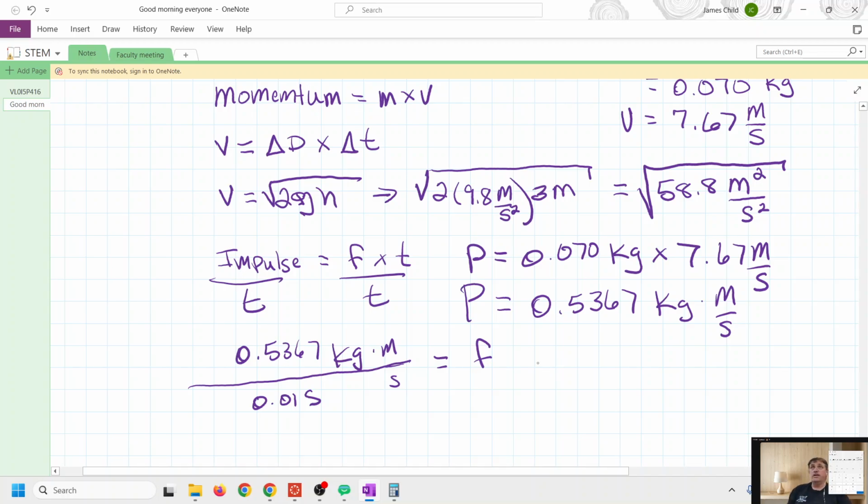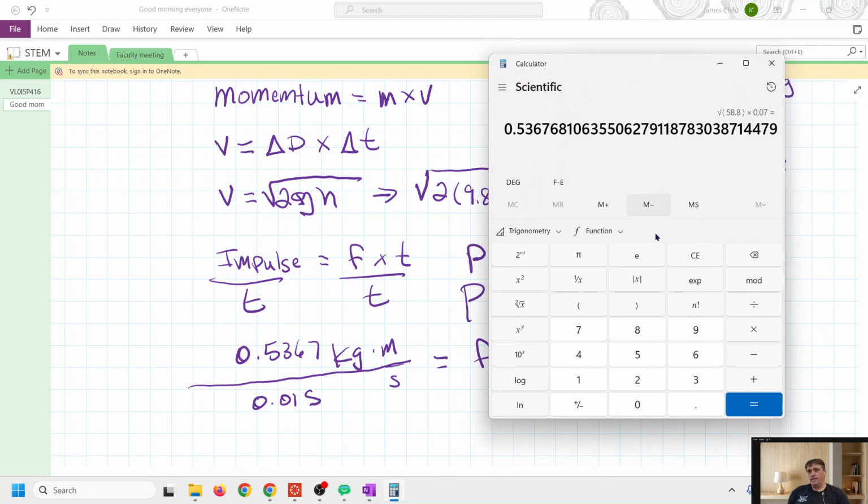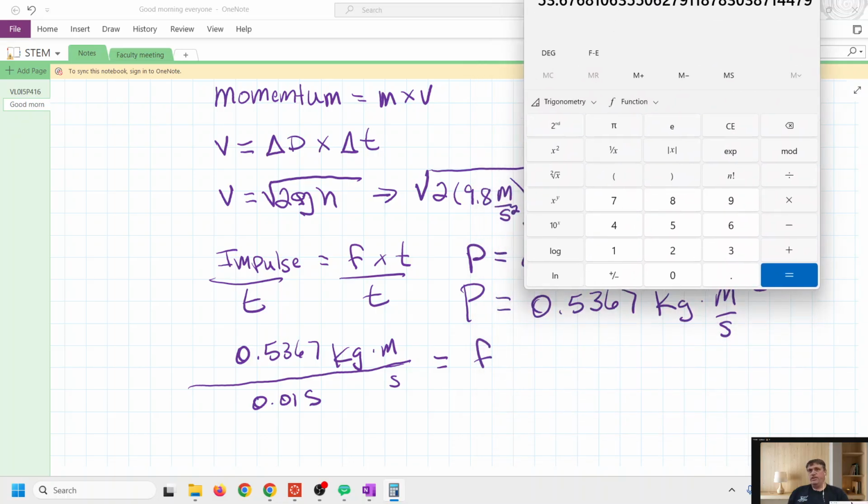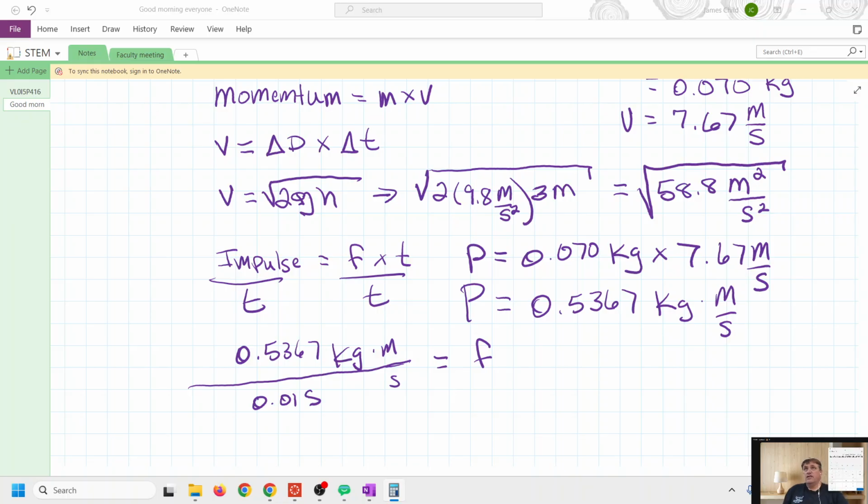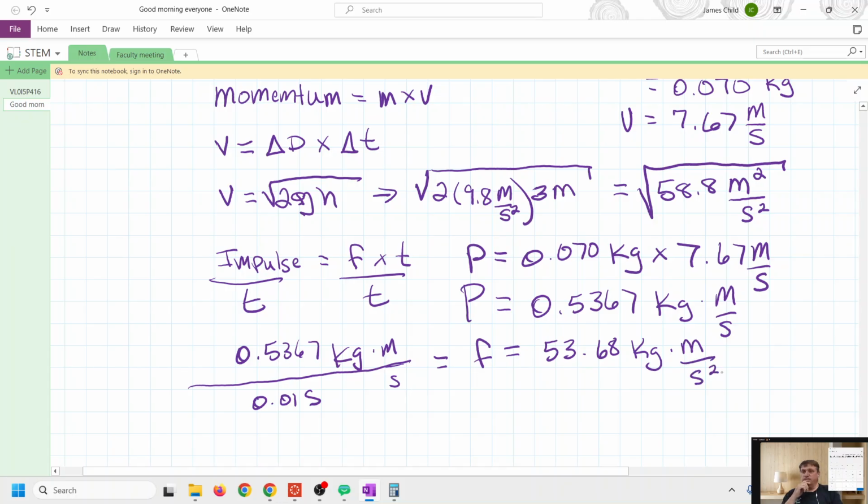All right, let's do the math again. That number right there, I like that number. We're going to divide that by 0.01, and that's 53.67. So my force is equal to 53.68, and that's kilograms times meters. Now notice I've got seconds times seconds on the bottom, so that's seconds squared.